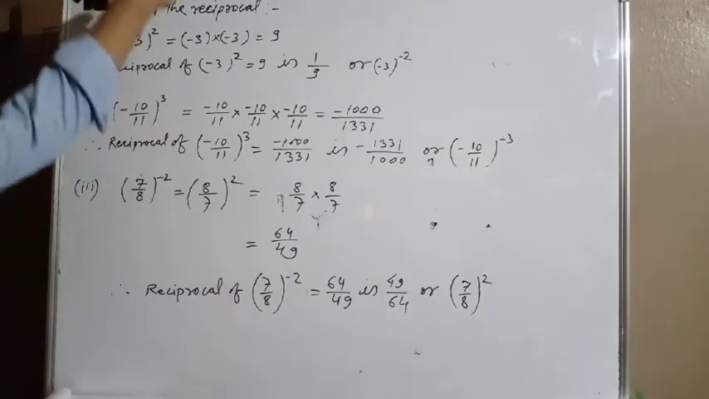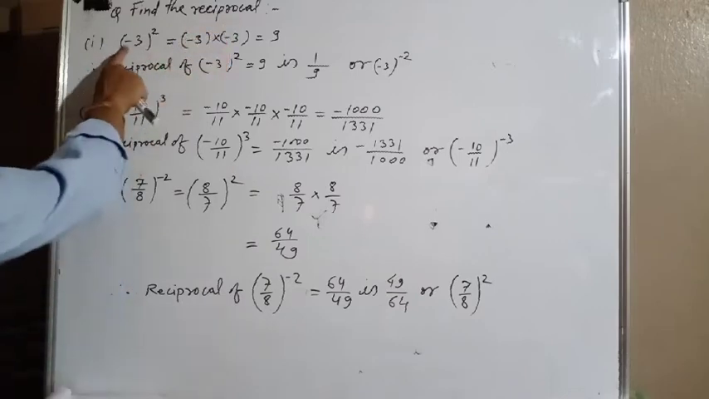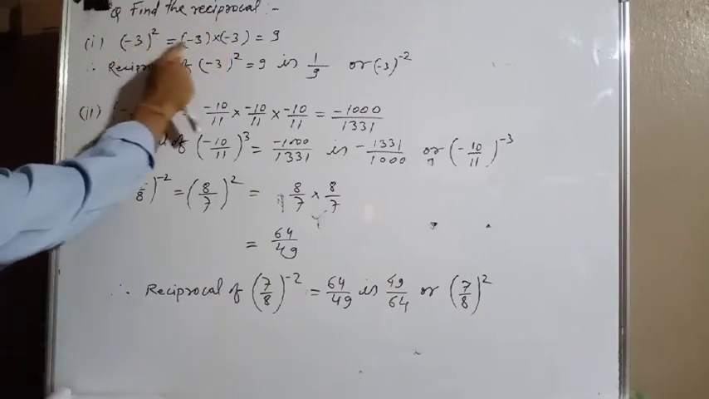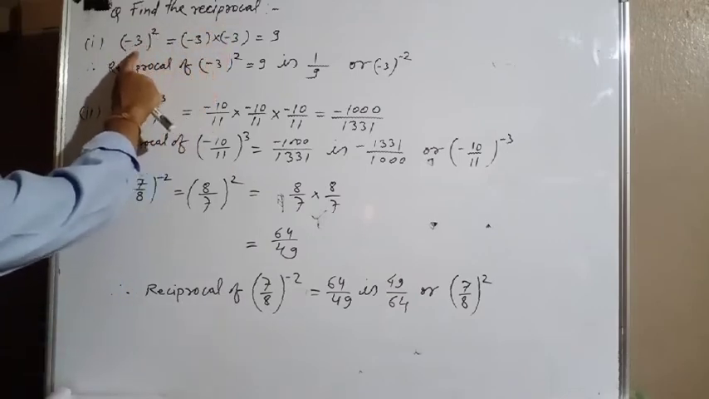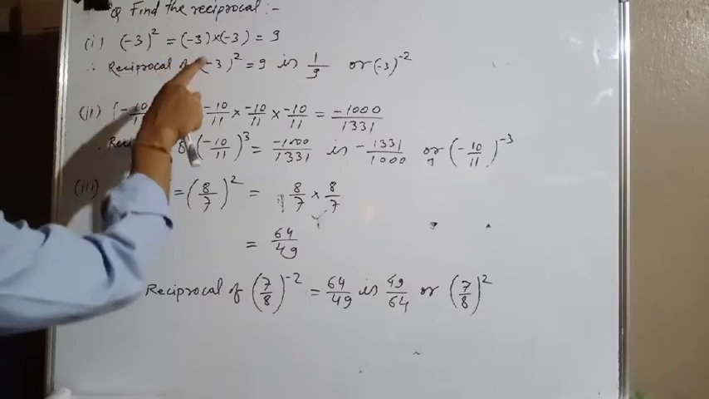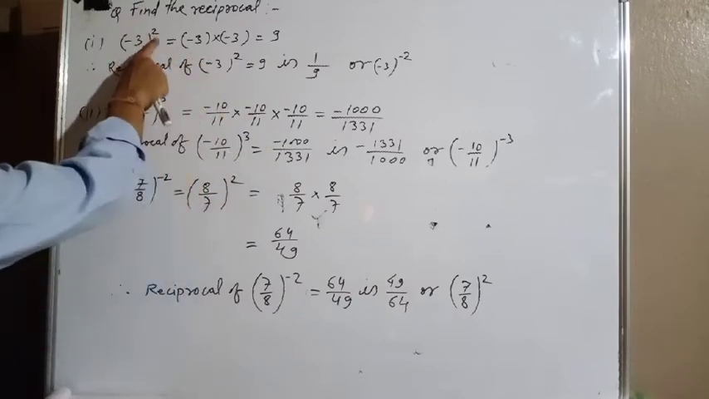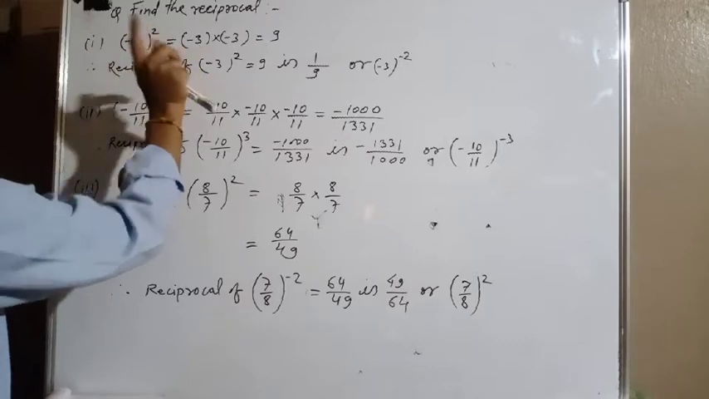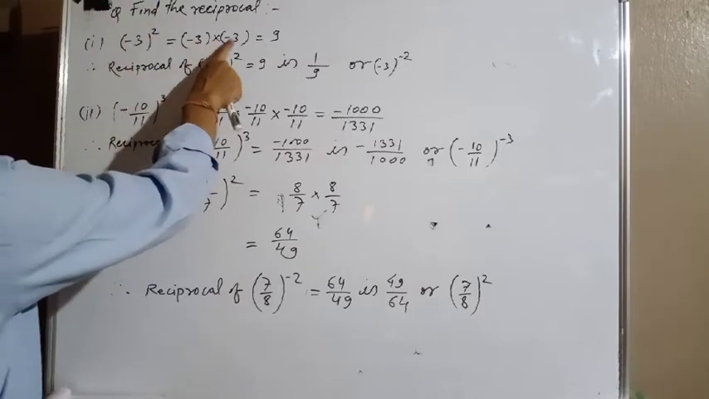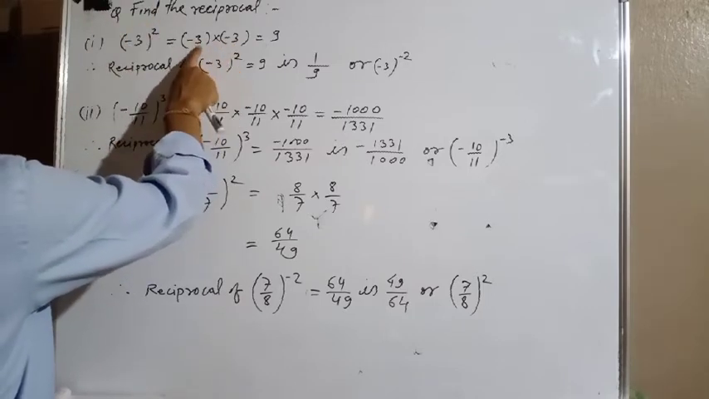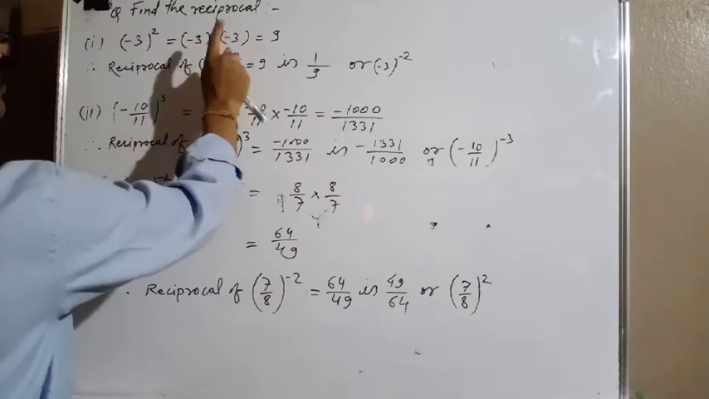Now we will learn how to find the reciprocal. Here we have minus 3 power 2. First you have to simplify. To simplify, we write minus 3 how many times? 2 times. Why should we write it 2 times? Because the power is 2. So minus 3 into minus 3. When you multiply, 3 times 3 is 9, and minus times minus will become plus.